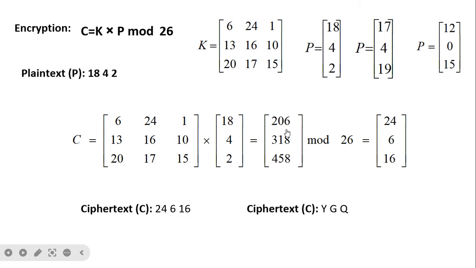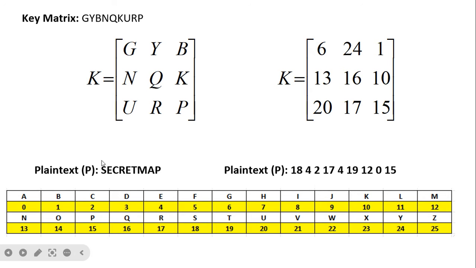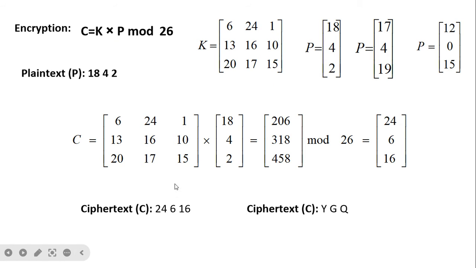Now we will first see the encryption. The encryption is nothing but C is equal to K into P mod 26. Here the encryption is very easy. Our matrix is 3x3, so we are taking a chunk of 3 characters, that is a trigram. So 6, 24, 1, 13, 16, 10, 20, 17, 15 is our K matrix, and we multiply this with 18, 4, 2, which is our first text, SEC. So 18, 4, 2 we are taking. It is actually SEC, from secret map.